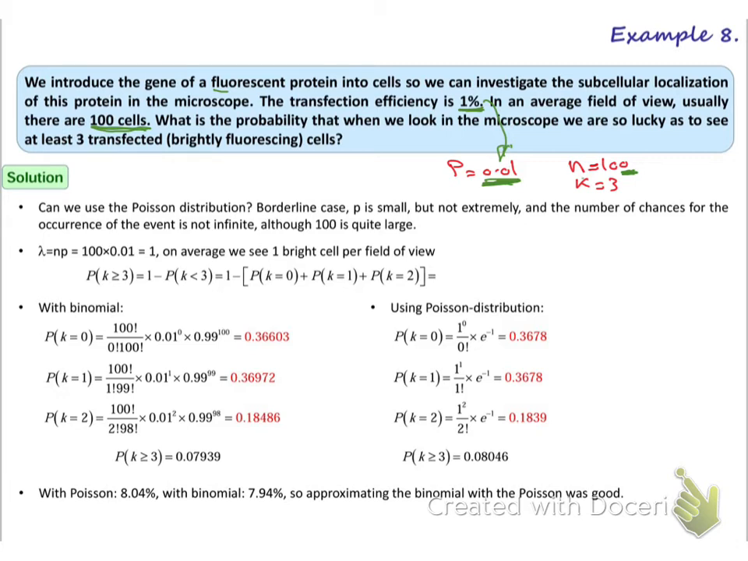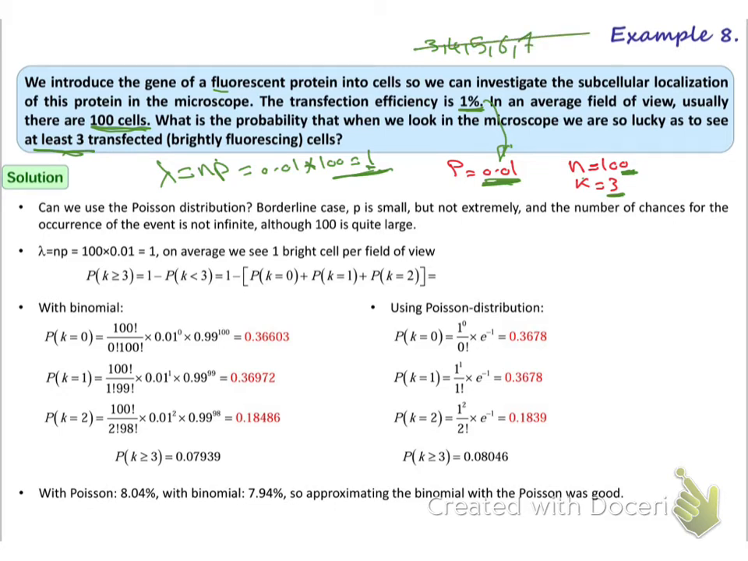I have n and p, so I can get lambda. Lambda equals np, which is 0.01 times 100 equals 1. So this will be my lambda. Now I need k. K is given to me as 3. He said, what is the probability that the microscope will be so likely at least 3? Oh, he did not give me 3. He said at least 3. So it could be 3, 4, 5, 6, 7.